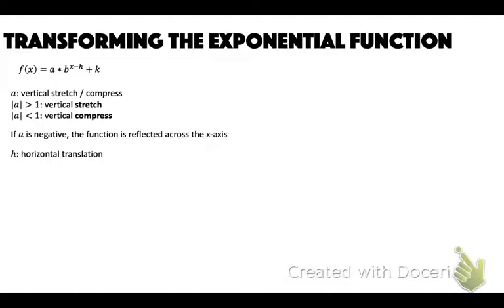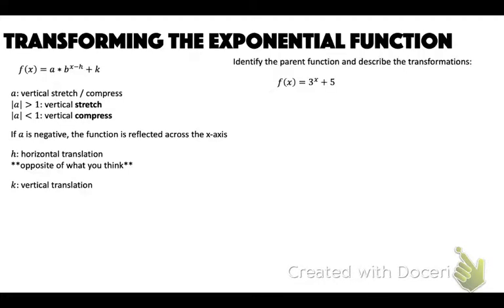Now, H is your horizontal translation, and it's always the opposite of what you think. And K is the vertical translation, and that's exactly what you think it's going to do. So if we look at this, we want to identify the parent function and describe the transformation. So if we have f of x equals 3 to the x power plus 5, well, the parent function is 3 to the x, and the 5 is going to move it up 5.